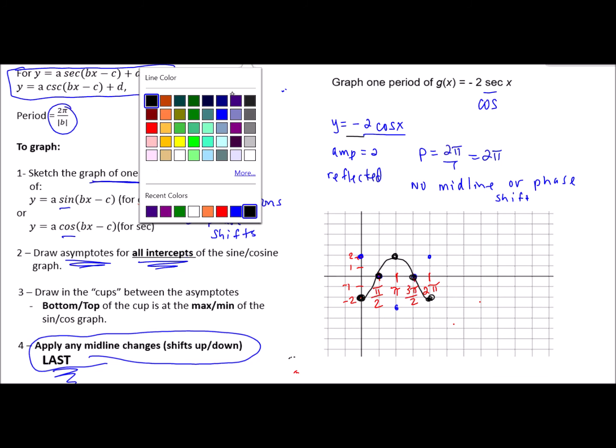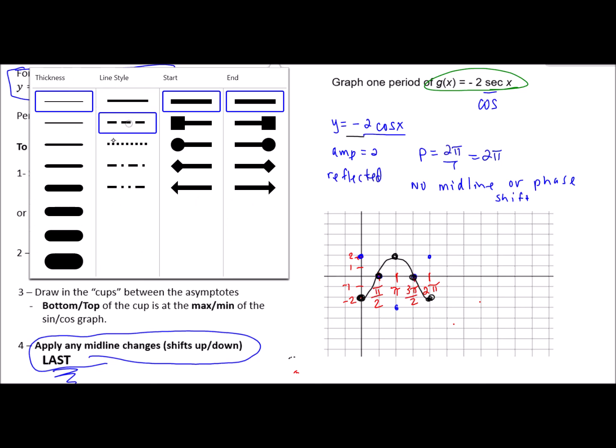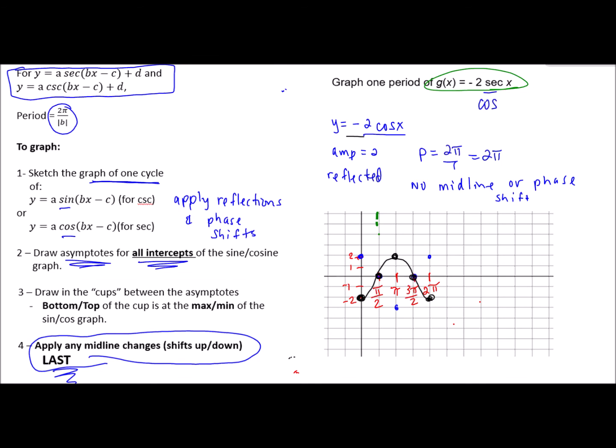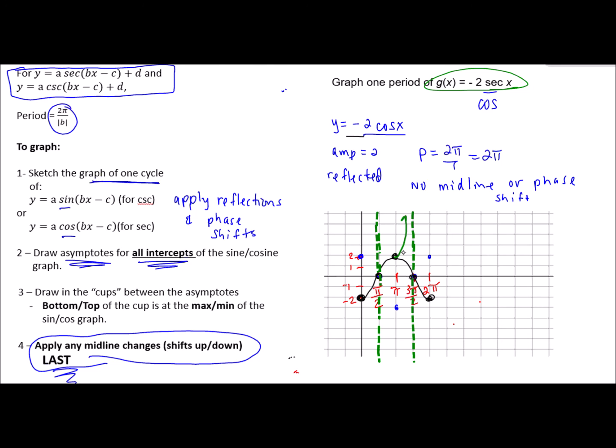Now I need to change it into secant. So secant says everywhere there is an intercept, you need to put an asymptote. Okay, here's an intercept right here. So that becomes an asymptote. Intercept, asymptote. Okay, and that's all in this one cycle. Then you're going to take every maximum, and it's going to become an up cup.